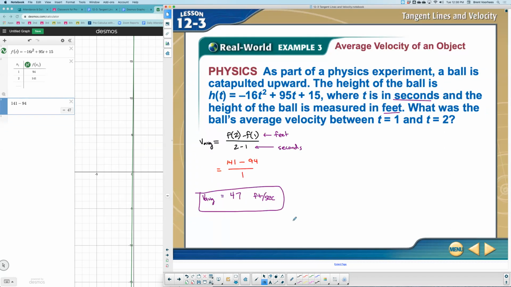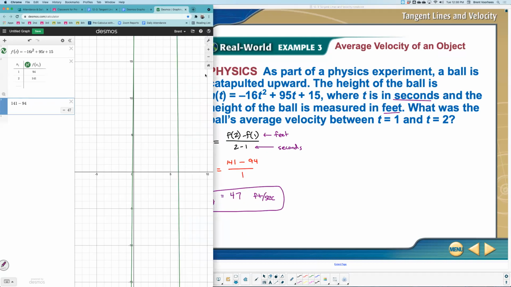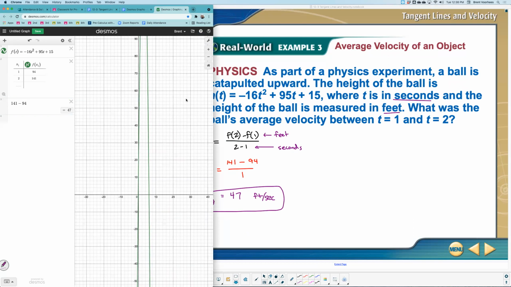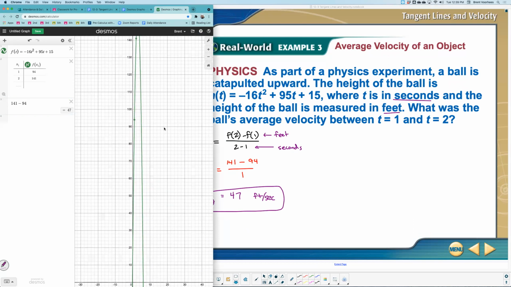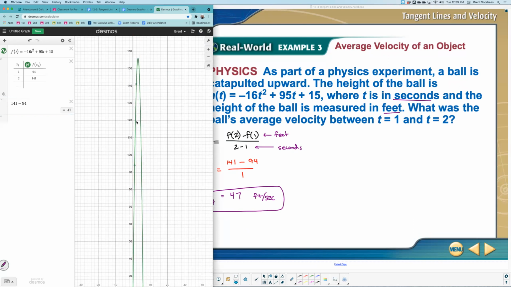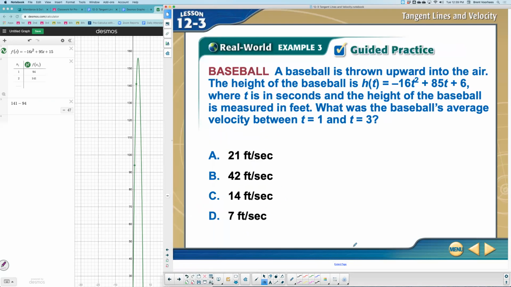All right, and this is a positive change right now. This would be positive. Let me go here. Between 1 and 2 seconds, this graph is going, as you can see, it goes up 47 feet per that 1 second. All right, now it's your turn to try.